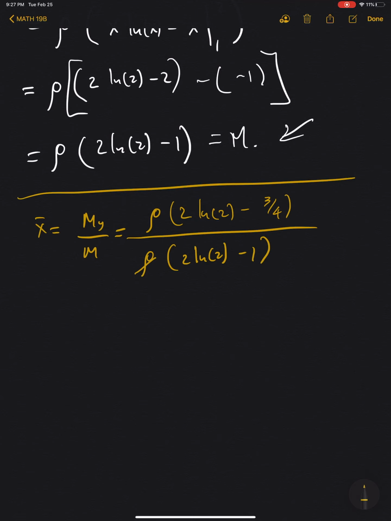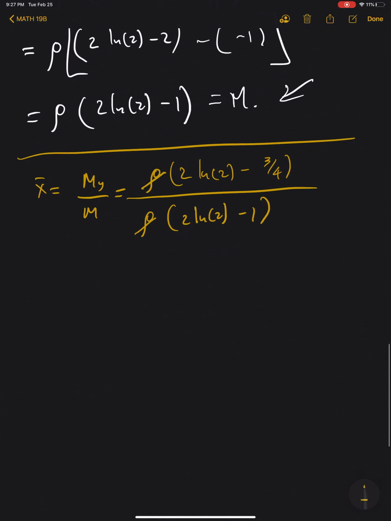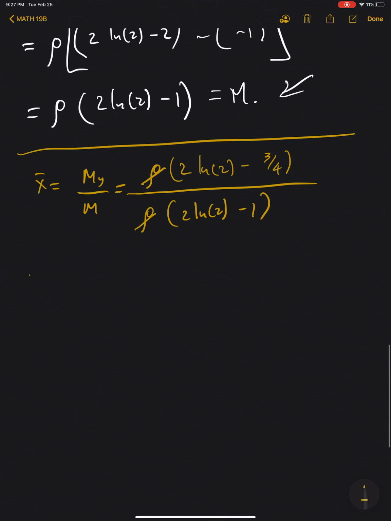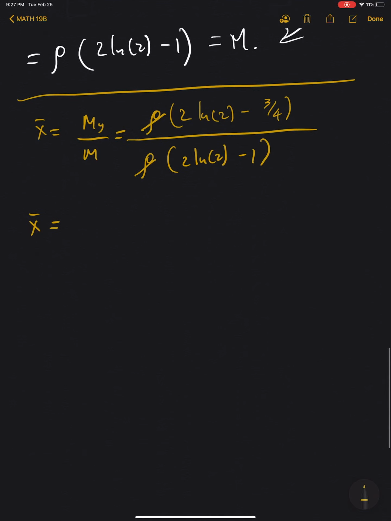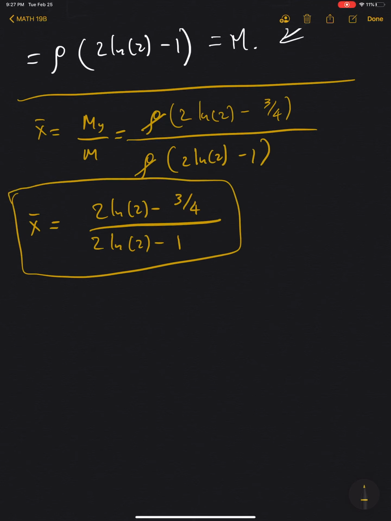And as we said before, the rhos cancel, so that doesn't matter. And we have that the x coordinate is just going to be 2 natural log of 2 minus 3/4 divided by 2 natural log of 2 minus 1, which if we compute it numerically, that will be just a little bit under 1. So that's the first coordinate.